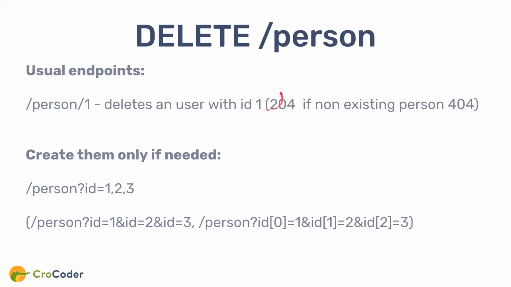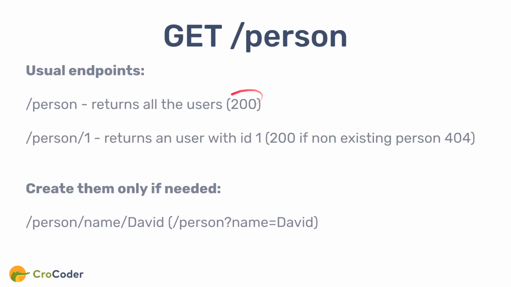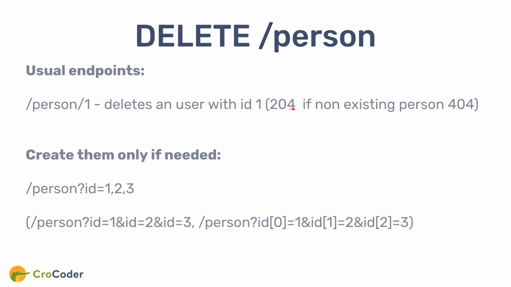So 204, remember, is no content, because when you delete a person, you shouldn't expect any data to go back. In our example with get, we actually return a person object. And if there is no existing project with that ID, you should probably return 404. So if we try to delete person 6 and we only have ID 1 and 2, it should probably return 404.